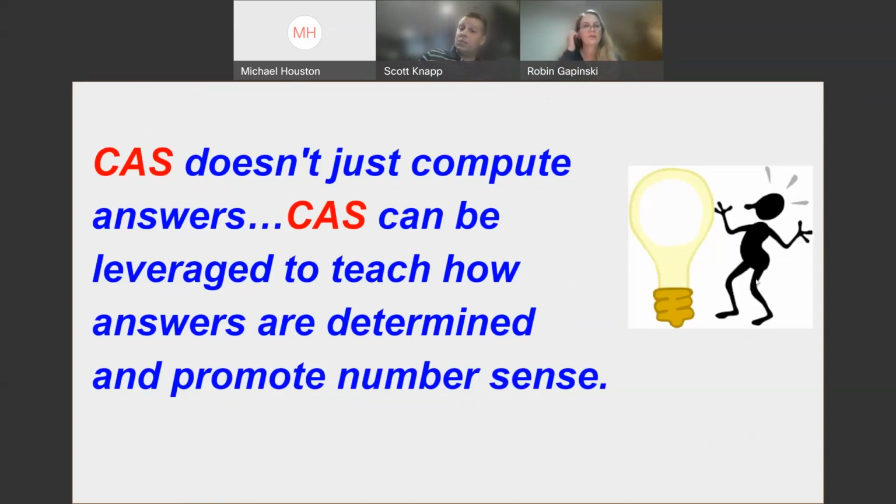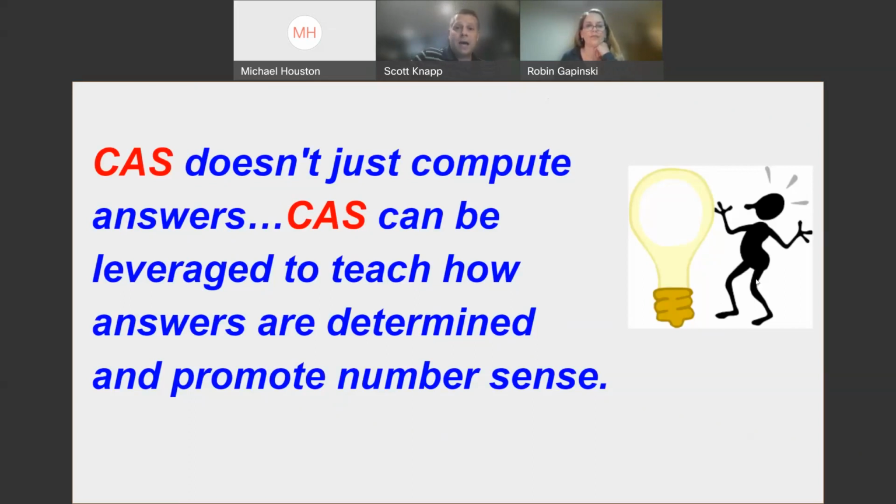And before we get officially started with the presentation tonight, we were trying to change the narrative a little bit on CAS, because I think over time, CAS has become this, oh, we don't want our students to have that power to use in my math classroom. But it's not just a device to compute answers. If you use it appropriately and intentionally, you can actually leverage it to teach how those answers are determined and how they are computed. We hope that's what you leave here tonight with: this isn't a bunch of button pushing to get some nice, pretty answers, but how can we use this to intentionally teach math?